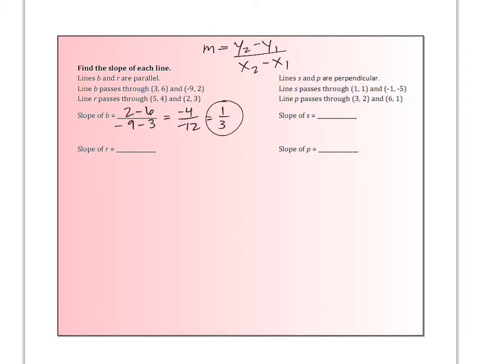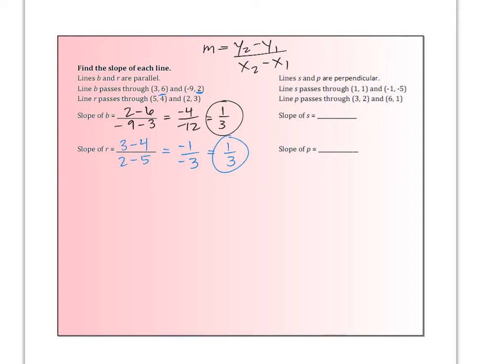So here's my first slope. I did the change in y, so I did 2 minus 6, and then over -9 minus 3. And I ended up with 1/3. Now I'm going to do the next one. So I'm going to do the y's, so I'm going to go 3 minus 4 over 2 minus 5. I get -1 over -3. Two negatives make a positive, so I get 1/3.